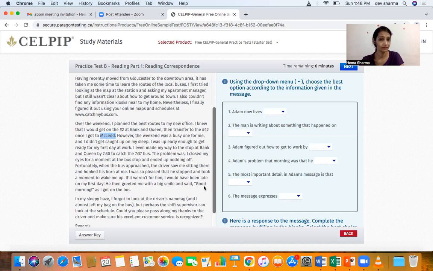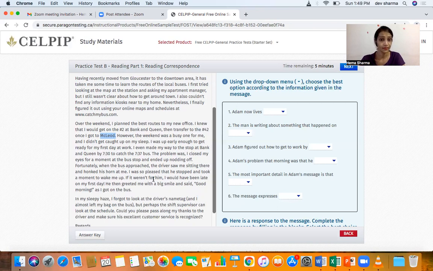So he was early. I even made my way to the stop at Bank and Queen by 7:30 to catch the 7:37 bus. So he's giving all these details and you need to be careful when he's telling all this. The problem was I closed my eyes for a moment at the bus stop and ended up nodding off. Nodding off means dozing off, like sleeping.